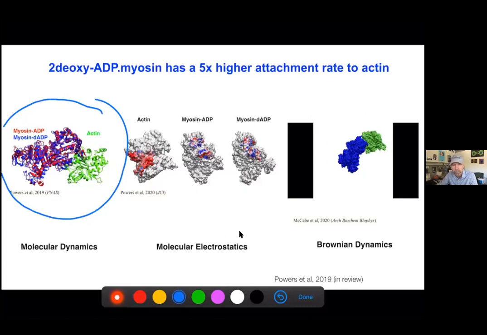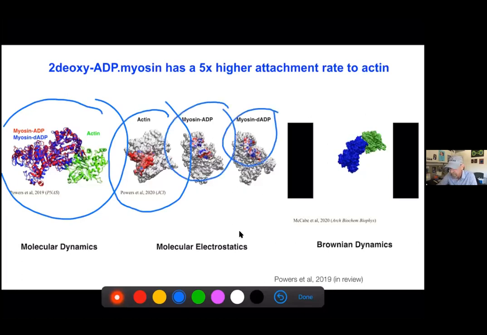So what we did is we did molecular dynamics simulations of myosin with ADP, because in the bound state of myosin attached to actin, actually the hydrolysis takes place. And so we actually modeled a myosin ADP bound to actin and compared it with myosin deoxy ADP bound to actin and solved for trajectories using molecular dynamics. And then once we had the most common trajectories, we did molecular electrostatics. And so you can see here, these are the charge distributions on actin, myosin ADP, and myosin deoxy ADP.